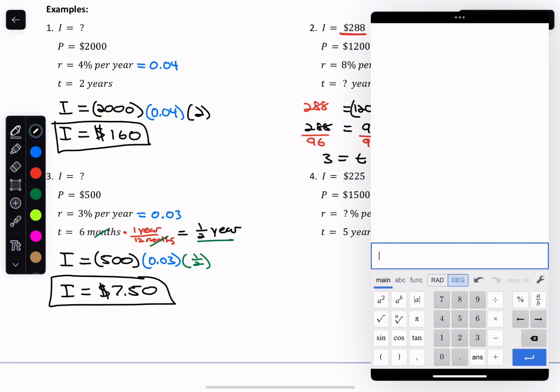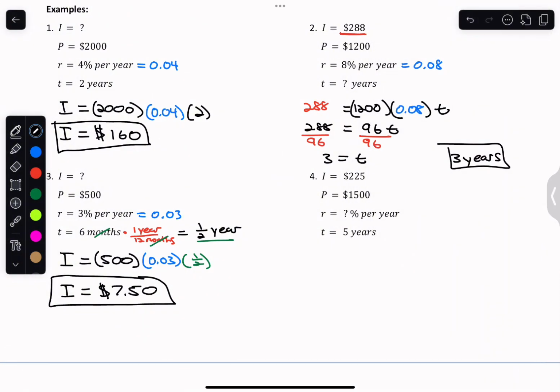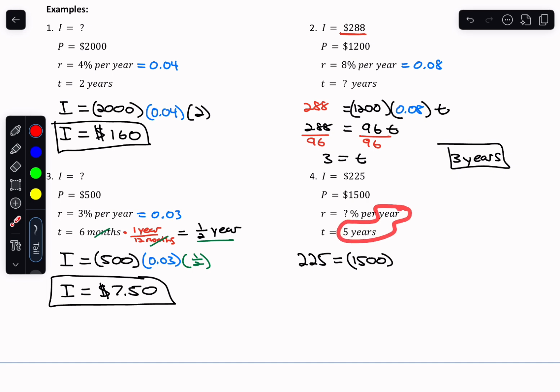$7.50. All right, number 4, we're now solving for the interest rate. Okay, so we have interest, so I'll put 225 over on the left side. We have principal, so I'll put 1500 on the right. We have time and the interest rate are both measured in years, so I don't have to worry about converting the years. So I can go ahead and put my time variable in here as 5.